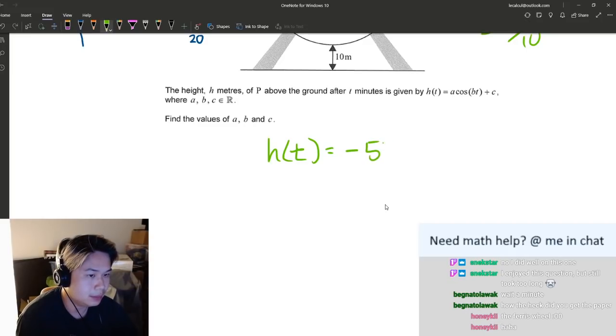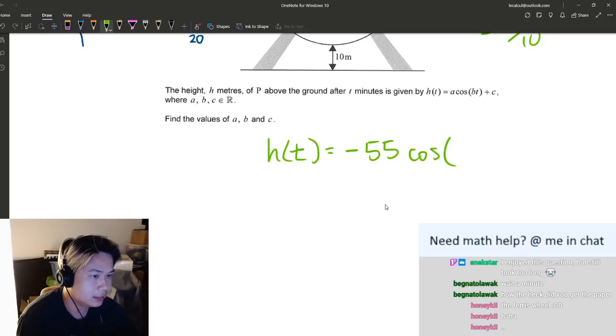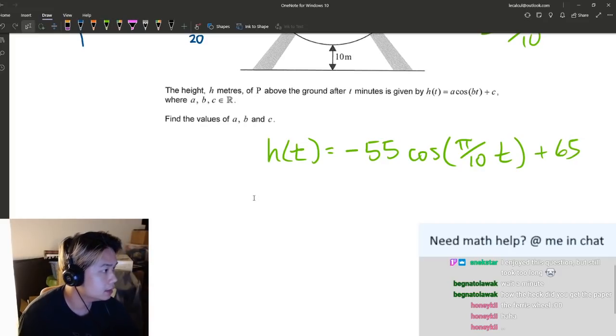So your function should be negative 55 cosine of pi over 10 t, plus 65. Easy peasy.